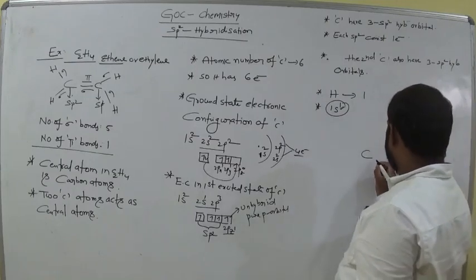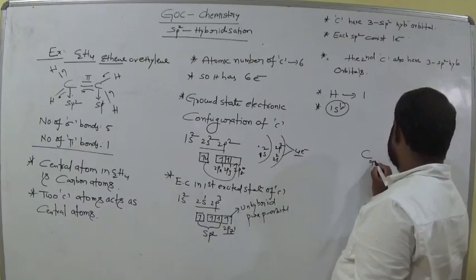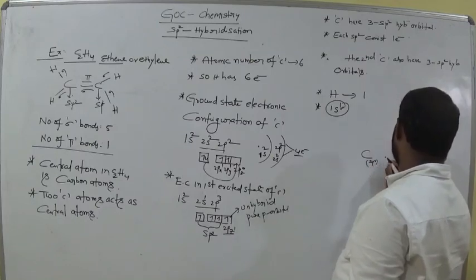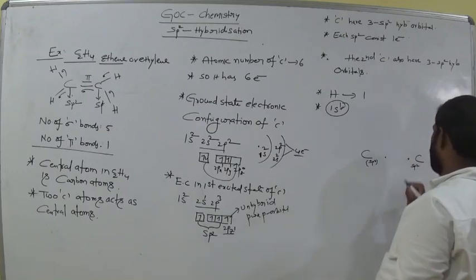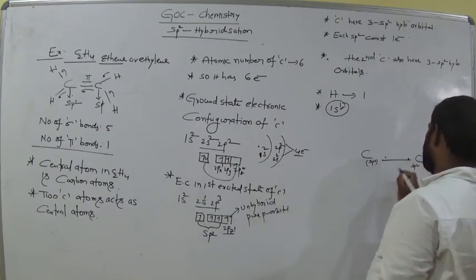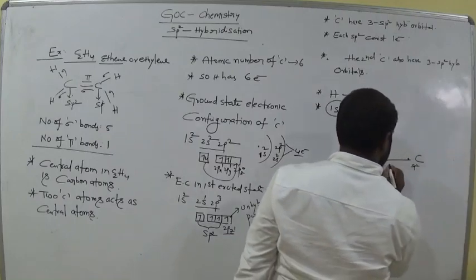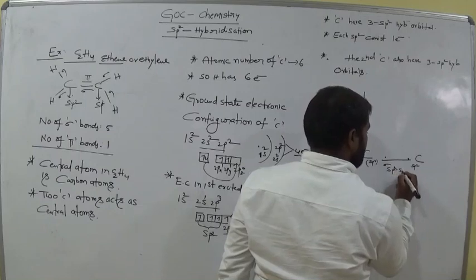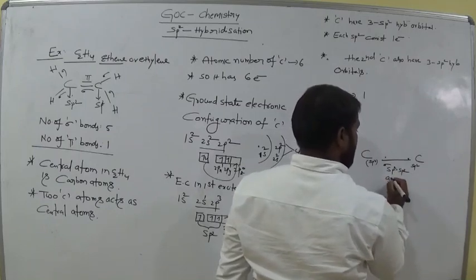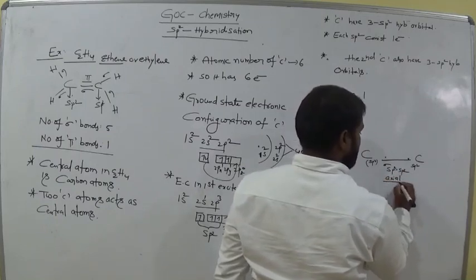Now this carbon has sp2, which has 1 electron. And this carbon also has 1 sp2, which contributes 1 electron. Now it gives one bond between them. This is a sigma bond, axial overlapping takes place. This is called sigma sp2-sp2. Axial overlapping takes place, that means it gives a sigma bond.